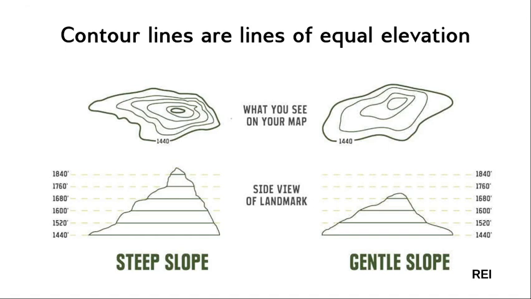So contour lines, just to understand them, they're lines of equal elevation. If you are going up a gentle slope, you're going to intersect fewer of these lines of equal elevation for a given lateral distance. And so, as a result, you're going to see the lines be spaced farther apart on the map. If it's much steeper, those lines are going to be much closer on the map.